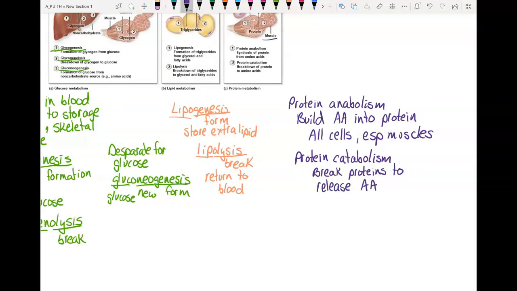Think of protein catabolism like if you needed some 2x4s. You had some project and you really needed some 2x4s and you didn't have any, so you tore down a wall in your house in order to get the 2x4s out. That's what protein catabolism is like.